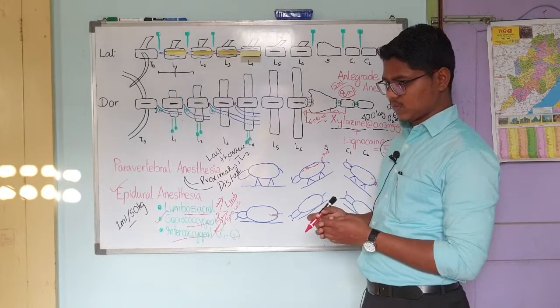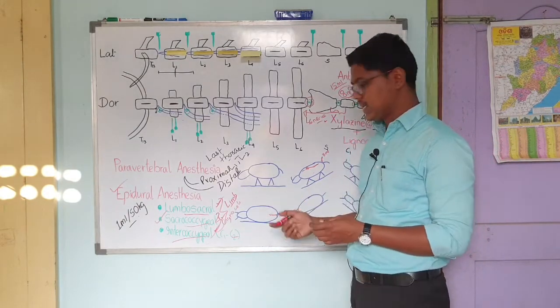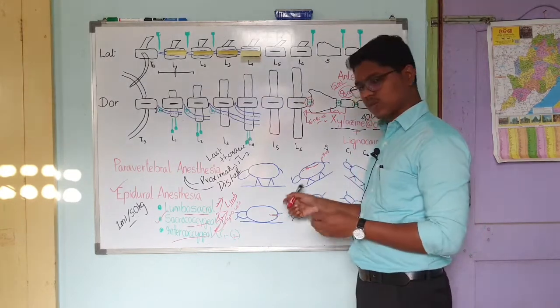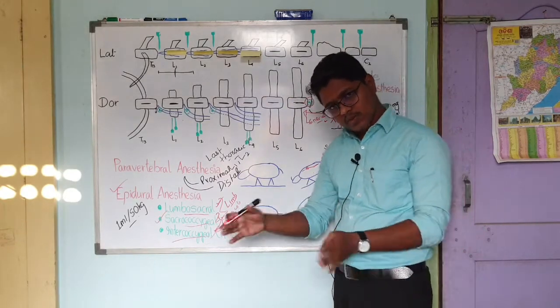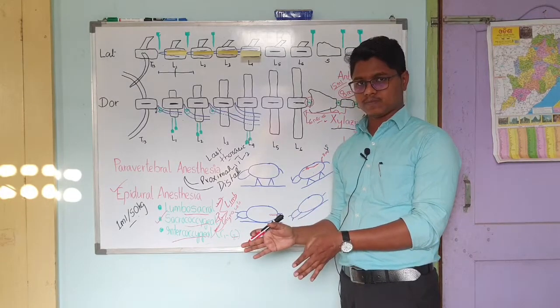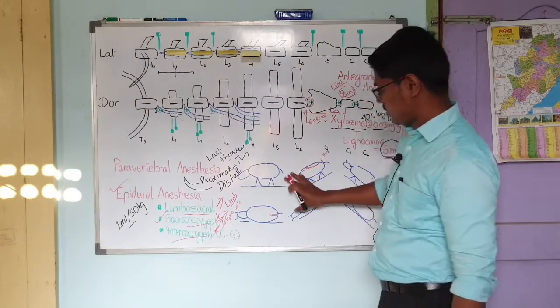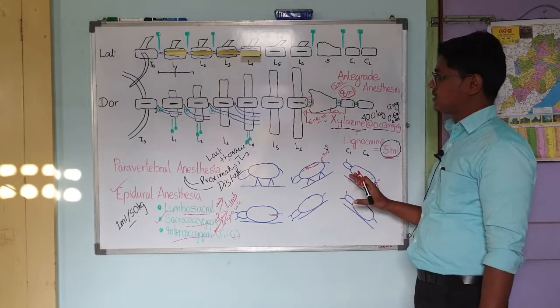Suppose there are some situations where you can't leave the animal to stand on four legs. What do you do? You keep the animal in sternal recumbency at least. Then give epidural anesthesia. This is all about epidural anesthesia.